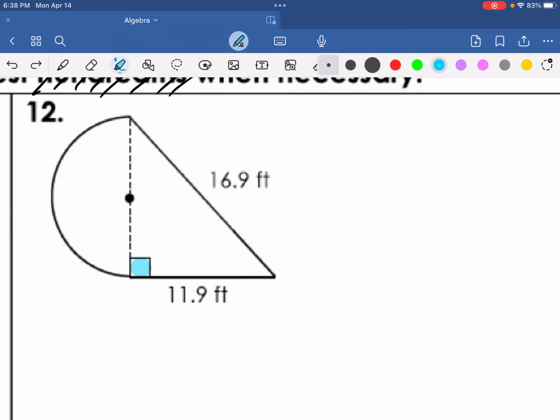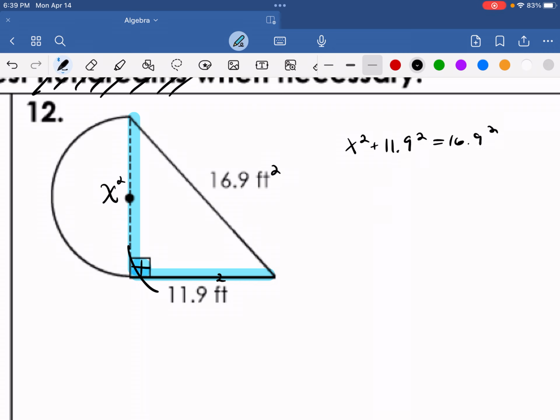So we need to use Pythagorean theorem again because we don't know the height. All right, so we square them all. So I'm just going to put x here, squared, squared, squared. We add where the 90 would be. So that would be these two. So it'd be x squared plus 11.9 squared equals 16.9 squared.